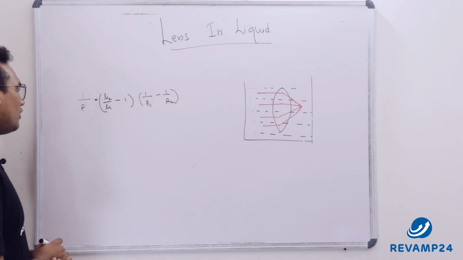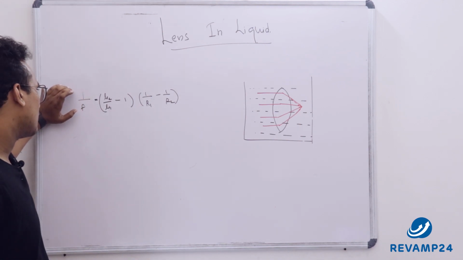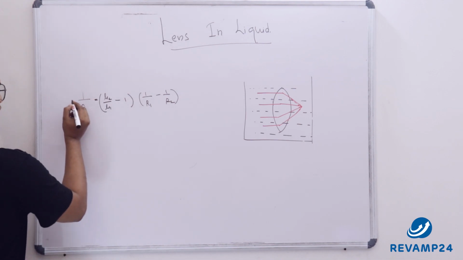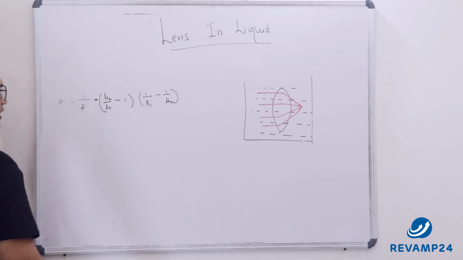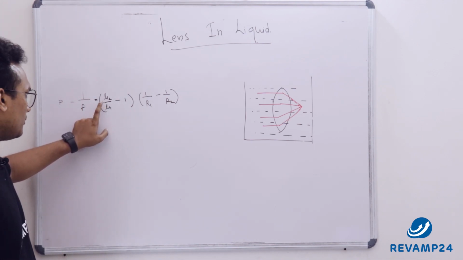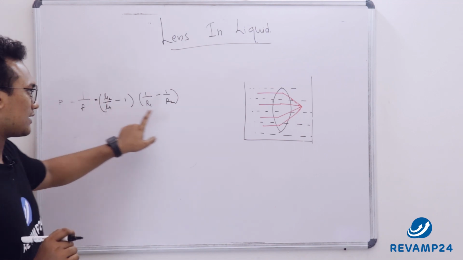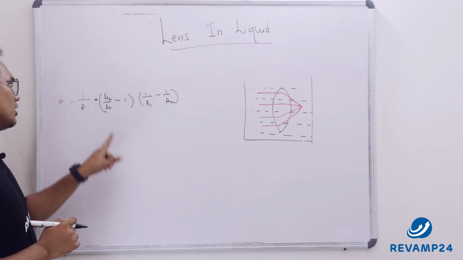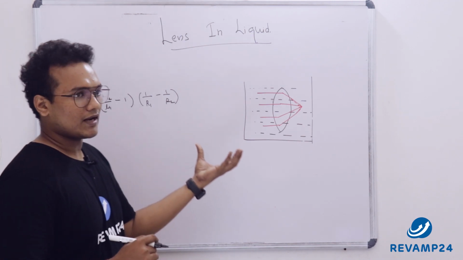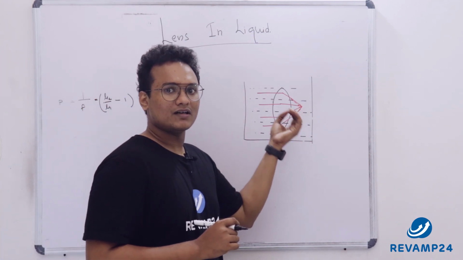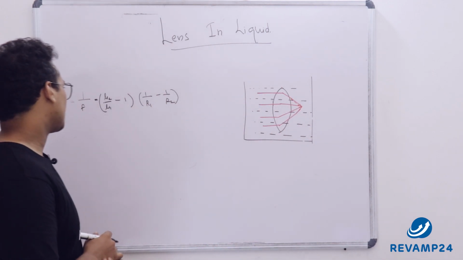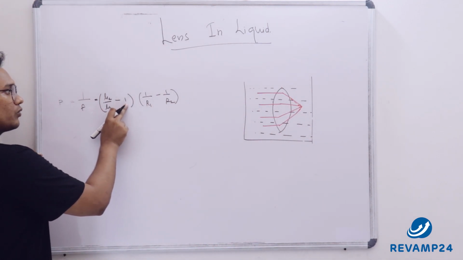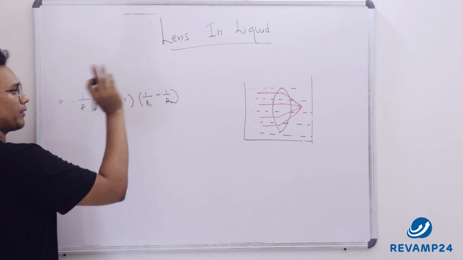Now we have the equation for power, that is nothing but 1 by focal length, equal to (mu2 by mu1 minus 1) into (1 by r1 minus 1 by r2). Mu2 is the refractive index of the material of which the lens is made. Mu1 is the refractive index of the space where the lens is placed.